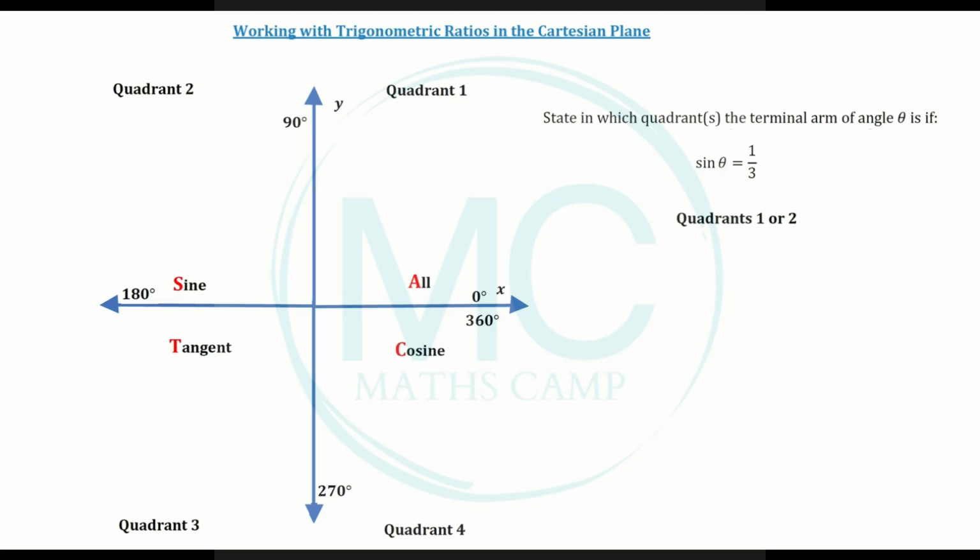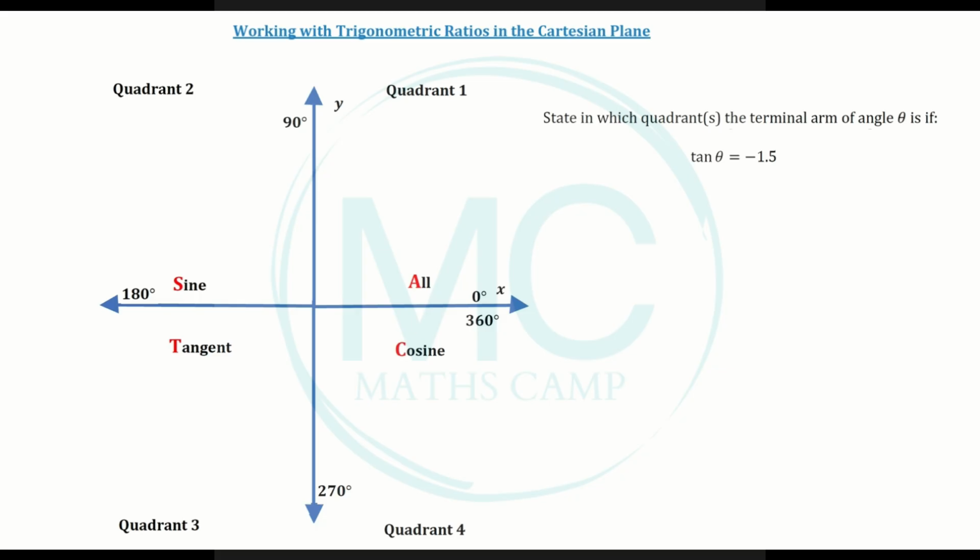Let's do another one. Find the position of the terminal arm if tan theta is equal to -1.5. Here, all we need to do is focus on the fact that tan theta is negative. This will tell us where the terminal arm could lie.